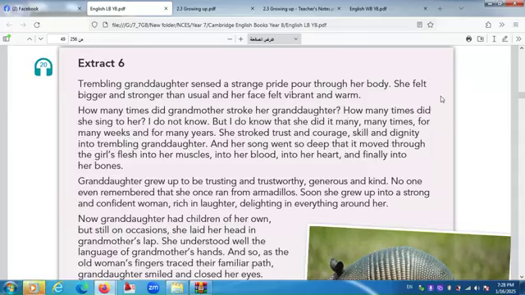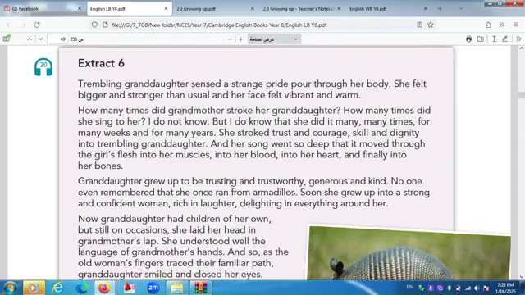Extract 6. Trembling granddaughter sensed a strange pride pour through her body. She felt bigger and stronger than usual, and her face felt vibrant and warm.